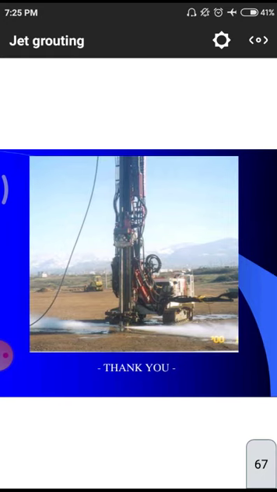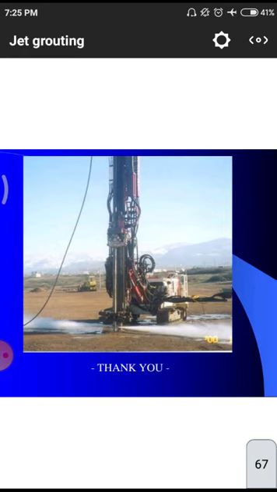This is the total explanation about this jet grouting, how they have to use these different kinds of equipment for pumping this fluid at a high speed, and different case studies in different areas. All those things we have explained. Thank you.